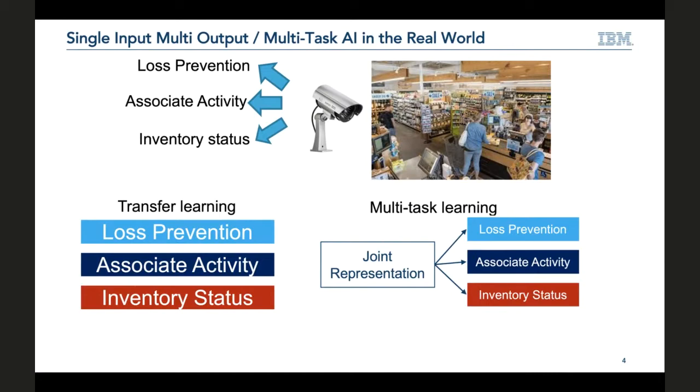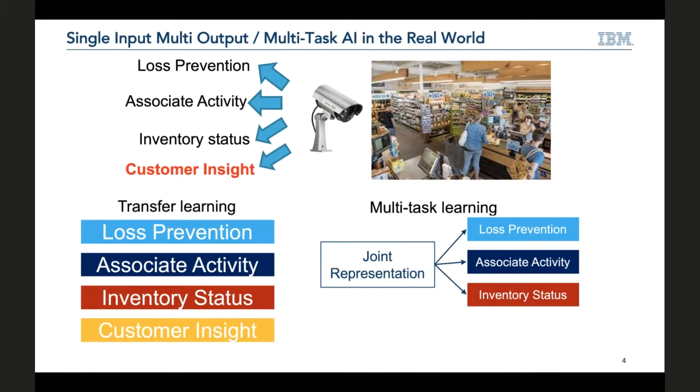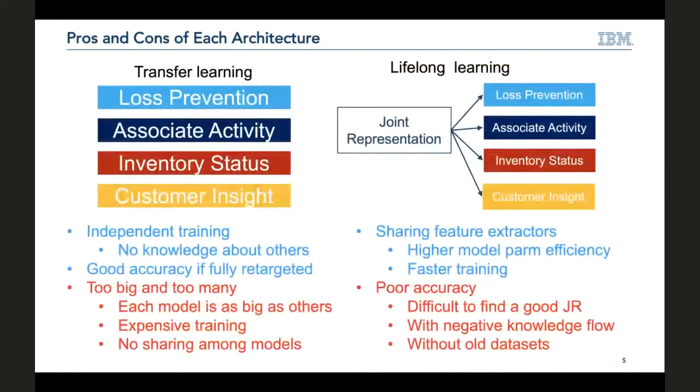But imagine that the customer is very satisfied, and then wants to add an additional model to understand customer insight. In this case, if we use transfer learning, this becomes essentially another individual transfer learning. But if we use multitask learning with an existing joint representation, this becomes lifelong learning. So essentially, we can solve the real-world AI problem of single input, multi-output using either transfer learning or lifelong learning. But each approach has pros and cons.